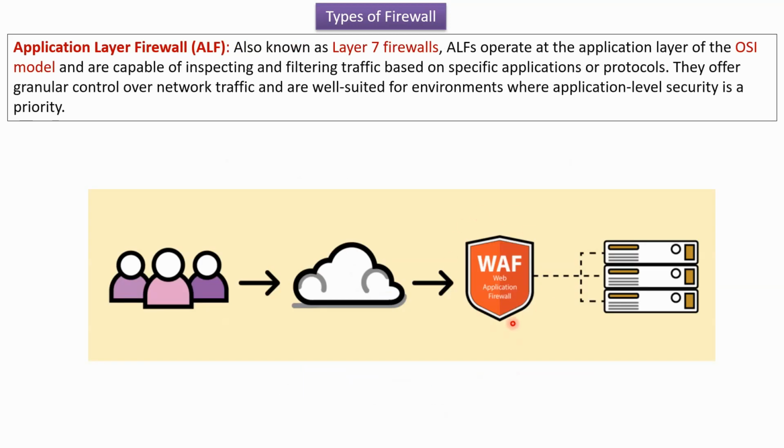Here you can see application layer firewall, also known as layer 7 firewalls. Application layer firewalls operate at the application layer of the OSI model and are capable of inspecting and filtering traffic based on specific applications or protocols. They offer granular control over the network traffic and are well suited for environments where application level security is a priority.